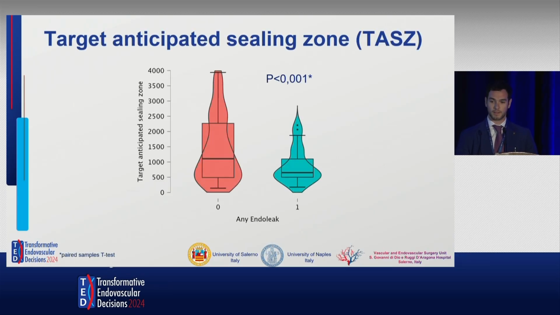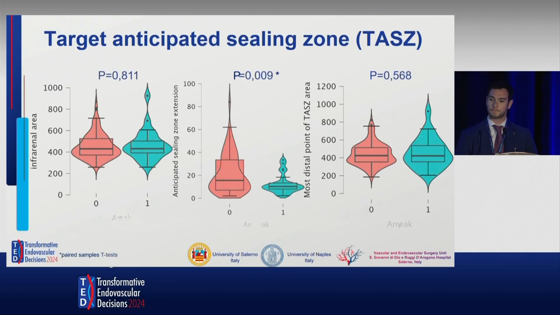If we look at the target sealing zone, we see that patients that developed an endoleak later in the follow-up had already a lower target sealing zone. This is because of length, because there are no significant differences in areas of the proximal and distal part of the neck.